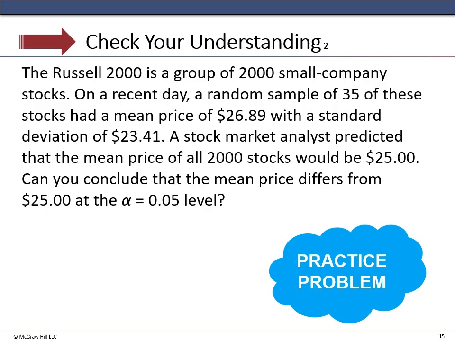So here's another practice problem. The Russell 2000 is a group of 2,000 small company stocks. On a recent day, a sample of 35 of these stocks had a mean price of $26.89 with a standard deviation of 23.41. A stock market analyst predicted that the mean price of all 2,000 stocks would be $25. Can you conclude that the mean price differs from $25 at the alpha equals 0.05 level?